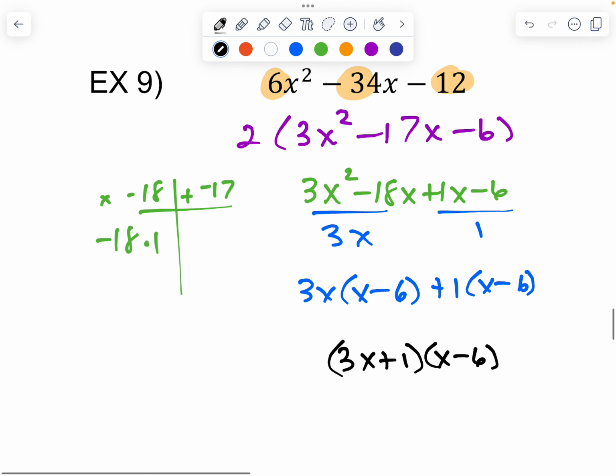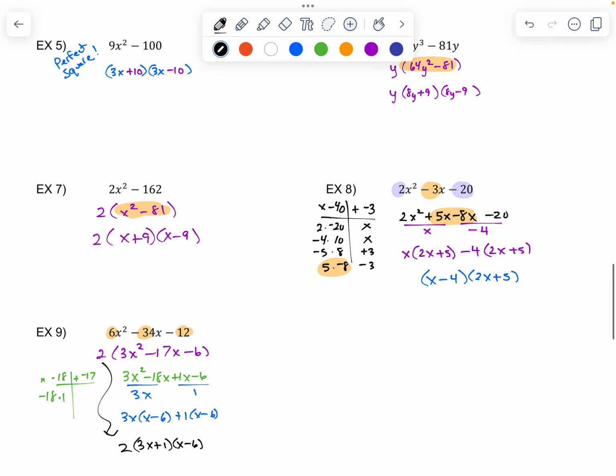What did I forget? I forgot that 2 I GCF'd at the very beginning. Make sure that 2 is your final answer. And that is your quick review of factoring.